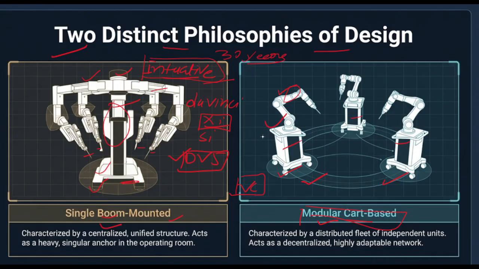Okay, so in the next lecture we will understand how it is beneficial, what are the benefits of the single boom mounted and the modular cart inside the OT.